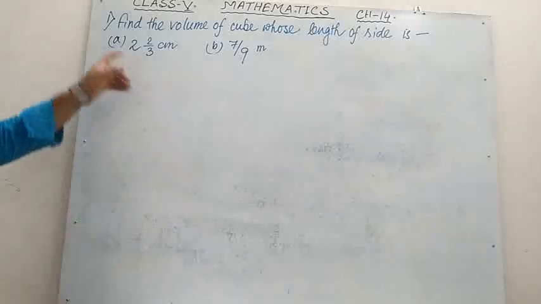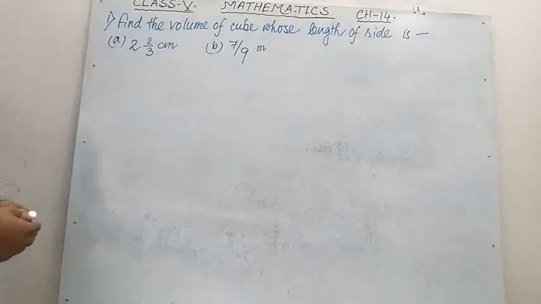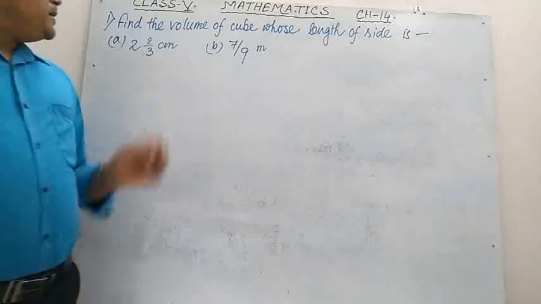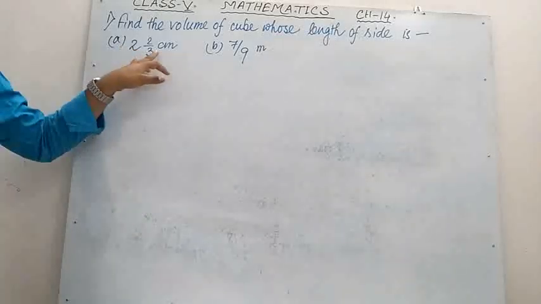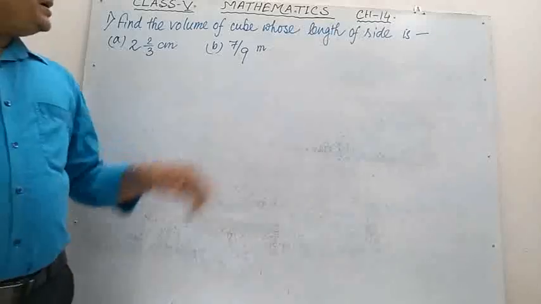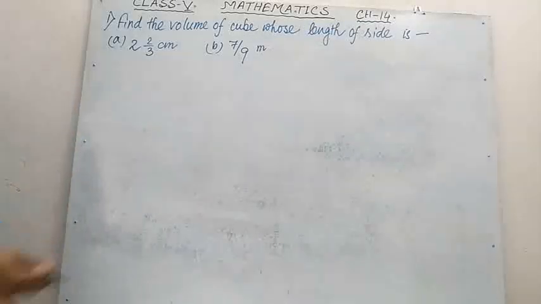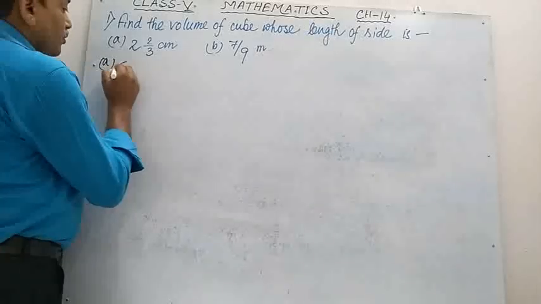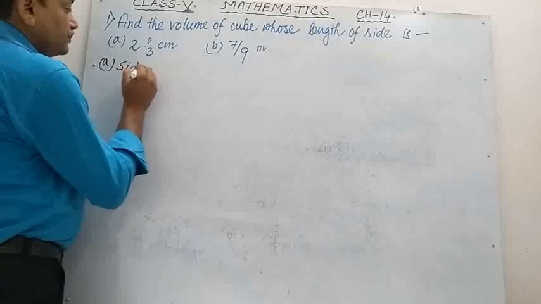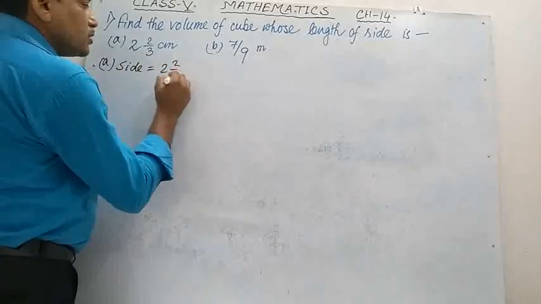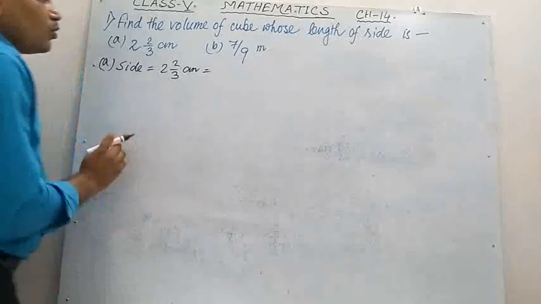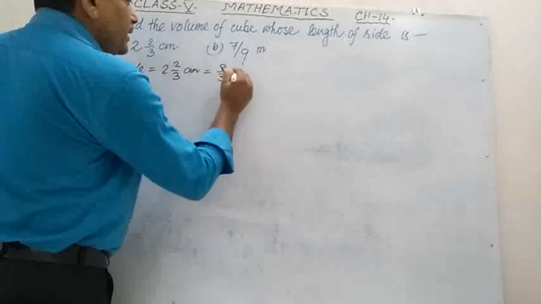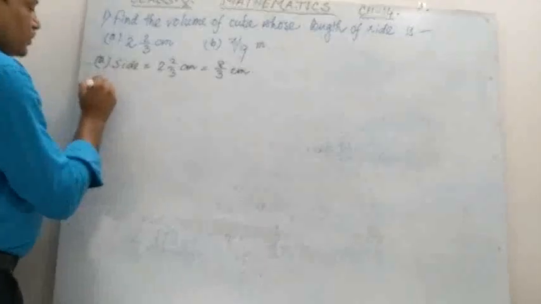So today, first problem: find the volume of cube whose length of side is A, 2 wholes 2 by 3 centimeter, B, 7 by 9 meter. So number A, side equals 2 wholes 2 by 3 centimeter, which equals 3 2s are 6 plus 2, 8 by 3 centimeter.